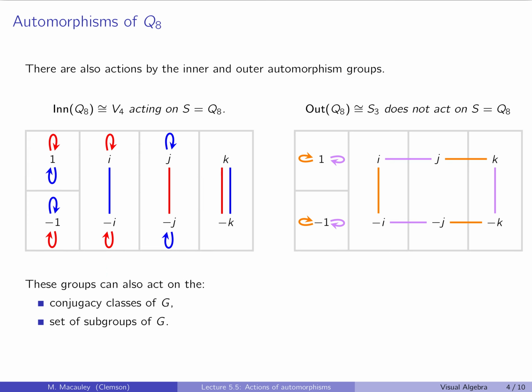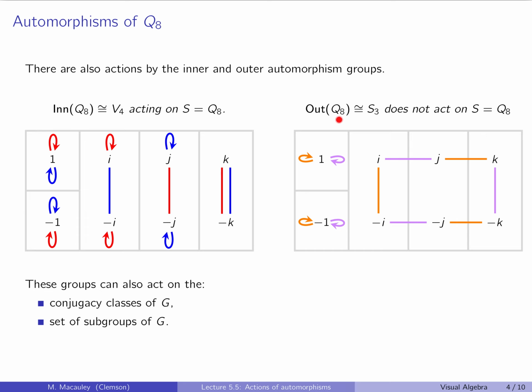There are also actions by the inner and outer automorphism groups, but we have to be careful about what these act on. The inner automorphism group is pretty safe. So that acts on the set of elements just as before. If the entire automorphism group acts on G, then a subgroup of it will as well. And here is that action.